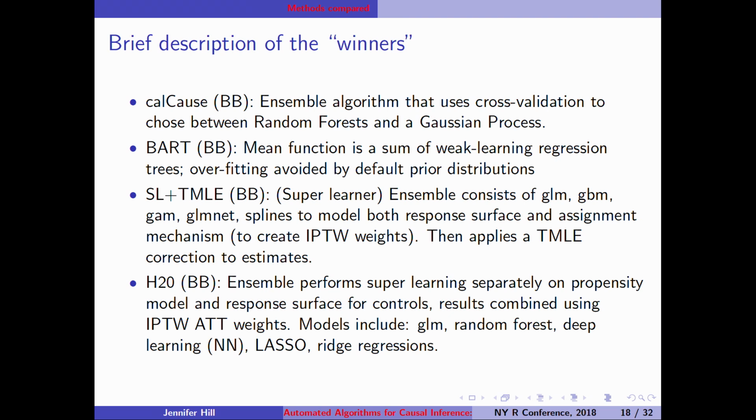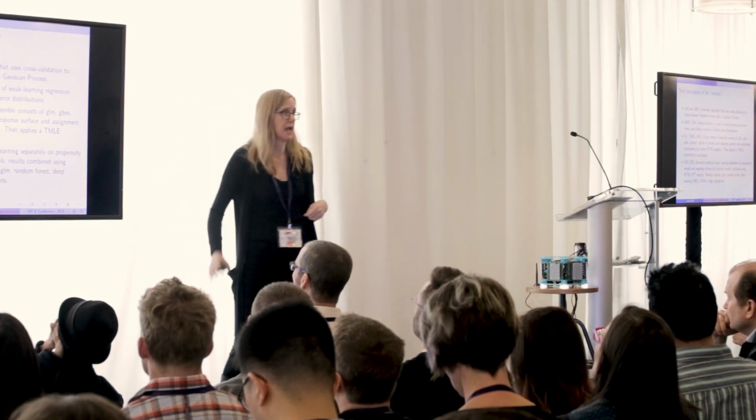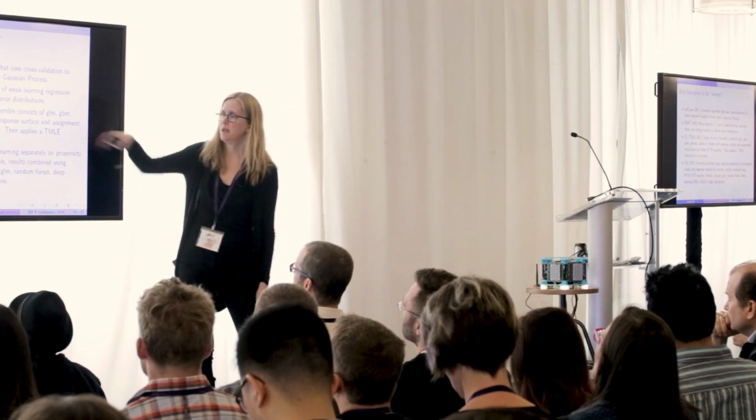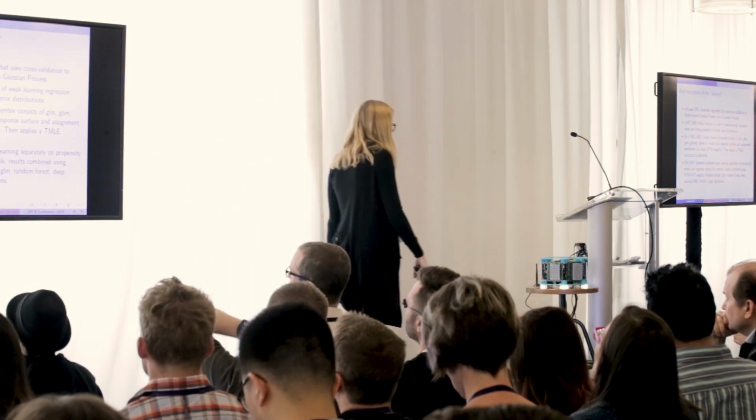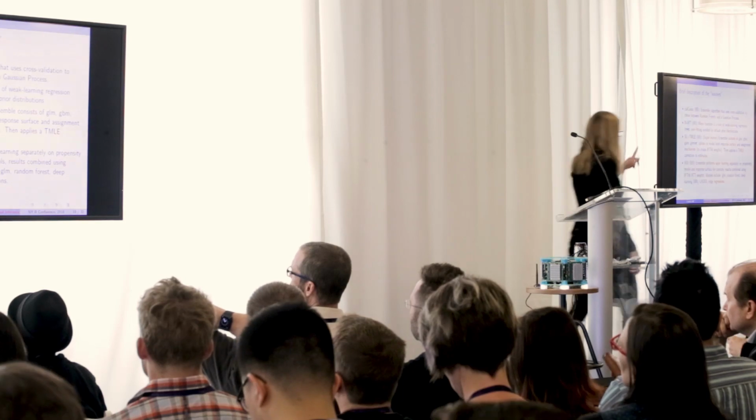BART is Bayesian additive regression trees. The mean function of BART is a sum of weak learning regression trees, and it avoids overfitting by default prior distributions, kind of like a Bayesian form of boosted regression trees. SuperLearner plus TMLE. So this is like the Mark van der Laan camp, for people who know that world. They had a big ensemble with a library of different options, both to fit the response surface and the assignment mechanism. And then it applied a targeted maximum likelihood estimation adjustment at the end.